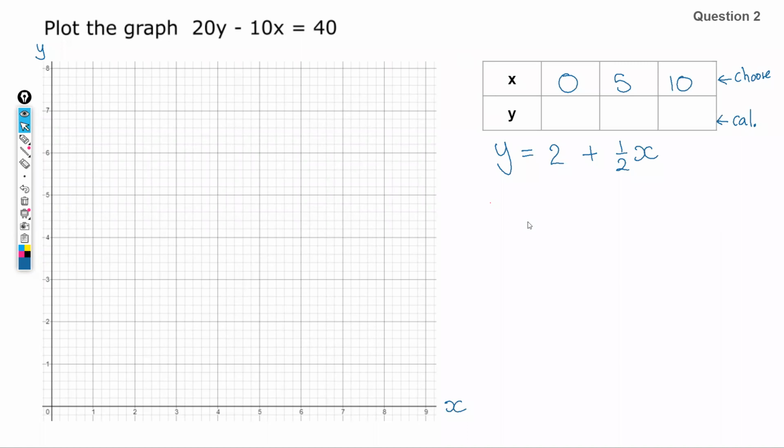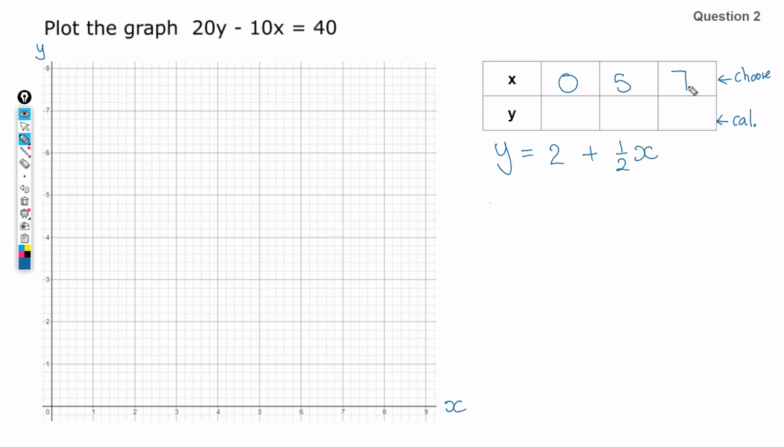Which one is the bad one? I chose a bad value on purpose. Which one is the bad one? At 10, right? Because my x-axis only goes up to 9. Look at it. I cannot choose 10. Where would 10 fit? It cannot fit on the graph paper. So I could probably choose a next value. I could choose 9, or I could choose probably 7, okay?